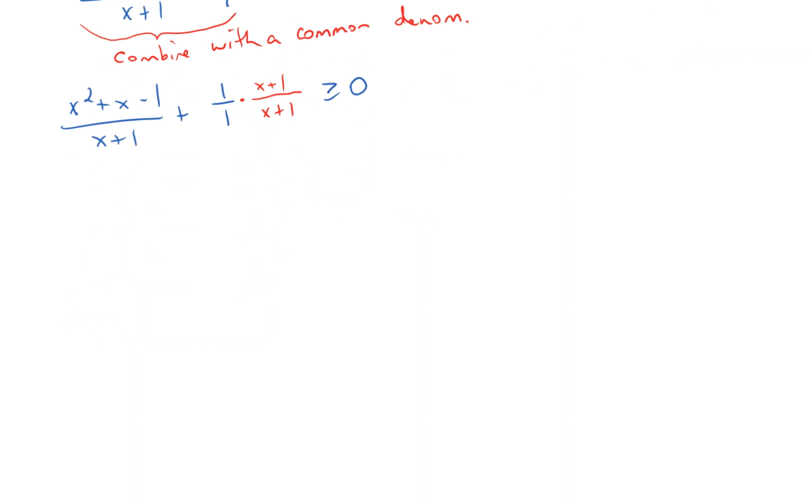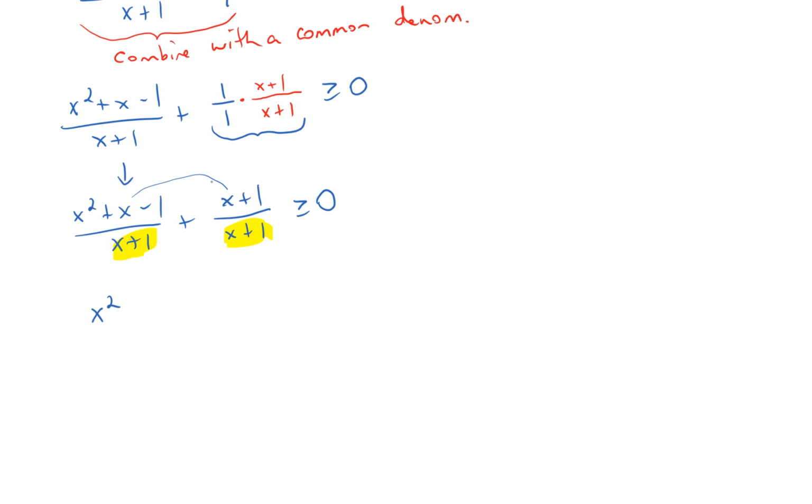And what that does for us is, again, just copy the first fraction, multiply these together. 1 times x plus 1 is x plus 1. Same thing on bottom. And now my denominators match. So I can add my numerators together, which gives me x squared plus x is 2x. Negative 1 plus 1, those cancel to give me 0. So I just get x squared plus 2x on top, and that's all over the common denominator of x plus 1. Okay? So now the fractions are combined.